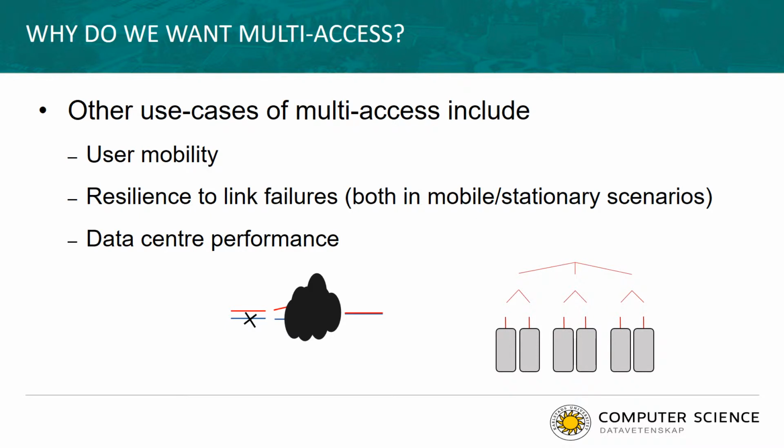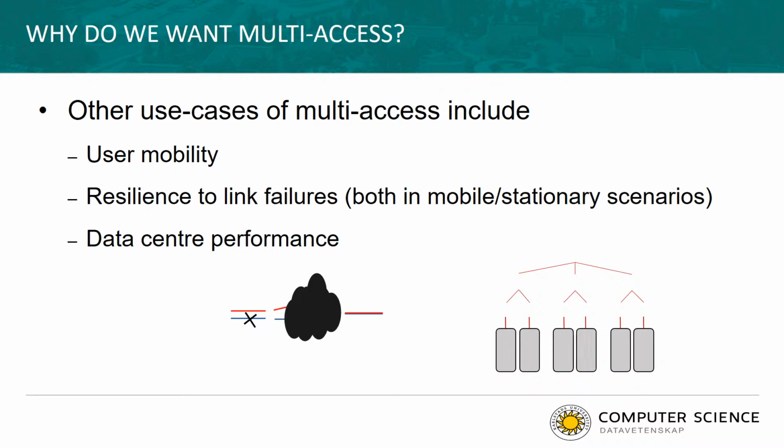This is similar to resilience to link failures. This may happen both in the mobile scenario, but also in stationary scenarios. Maybe one of our links fails, and then it's beneficial if we have a backup link that we can also use for the communication. Or if we are communicating over both paths simultaneously and one of them goes down, our connectivity should stay up, but maybe we just have the ability to transfer less data.